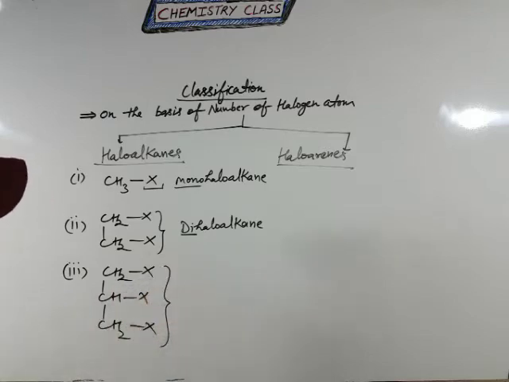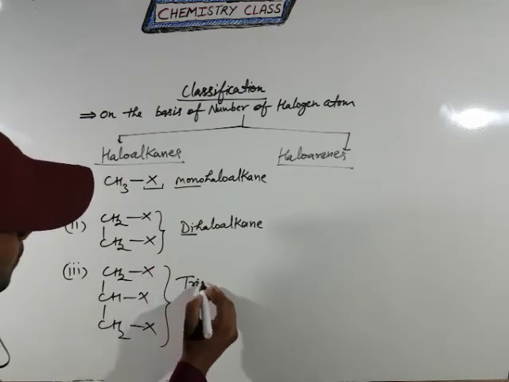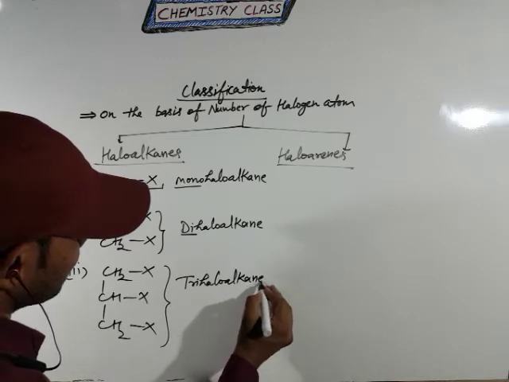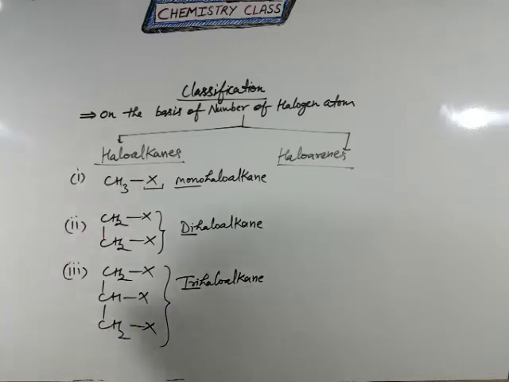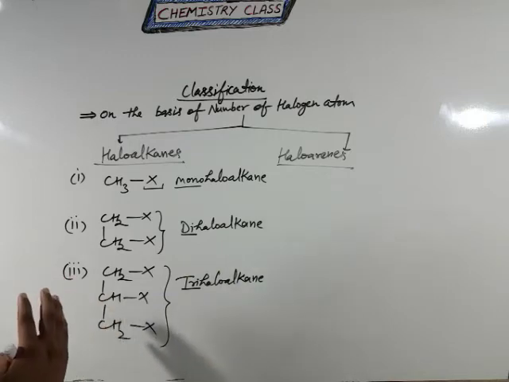In this case, you can see the third example, three halogen atoms attached to the carbon atom, which is a derivative of haloalkanes. So that's why the name is trihaloalkane. Clear? So tri means three halogen atoms attached to the carbon atom.